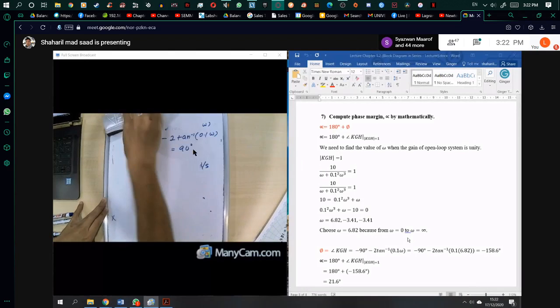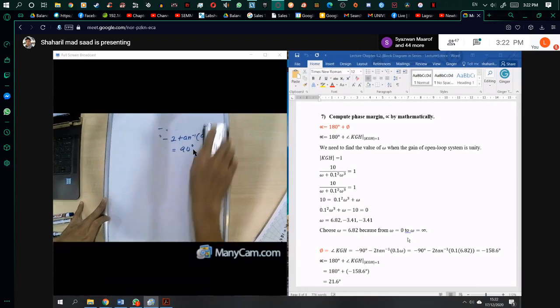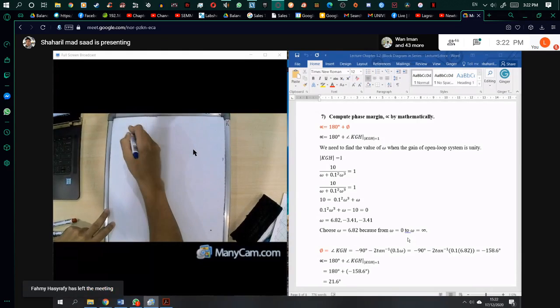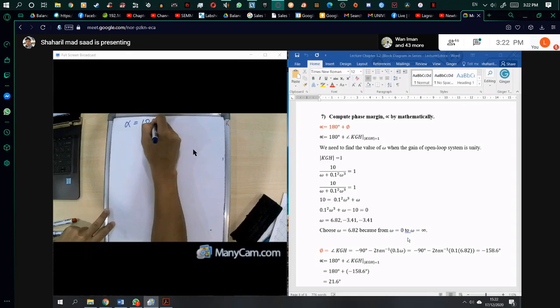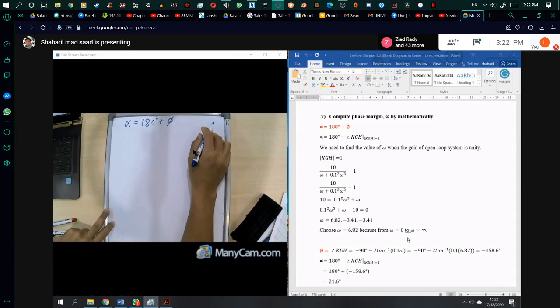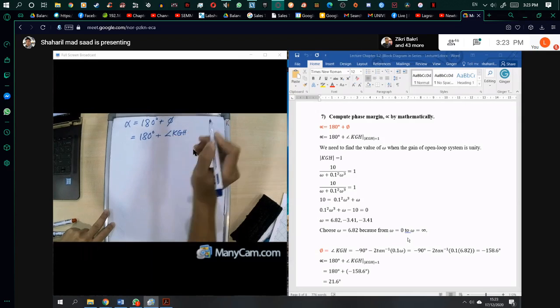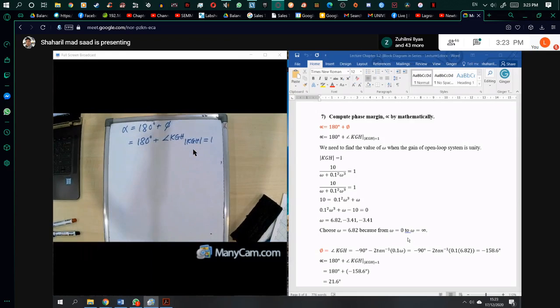mathematically? So we already found our gain margin. So the phase shift, the definition is 180 degrees plus the angle of kgh, where the magnitude is equal to 1. The concept is you try to solve this one first, and then after that you apply it to this formula.